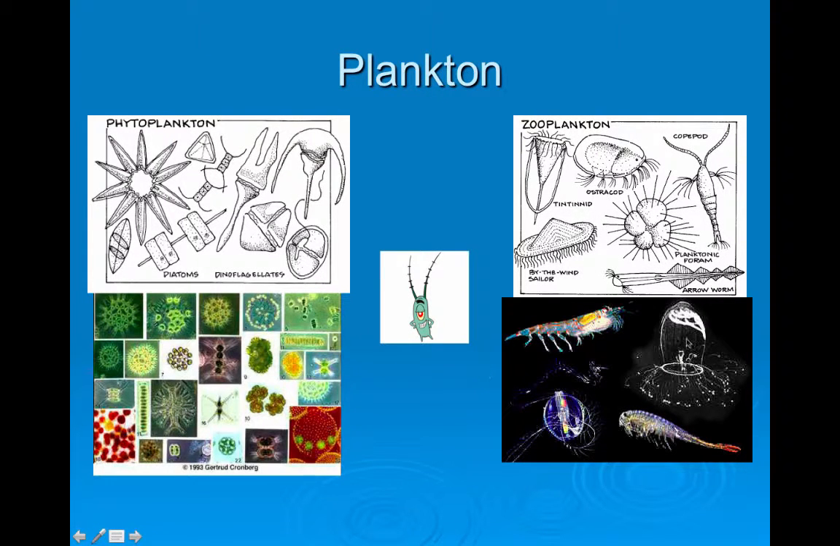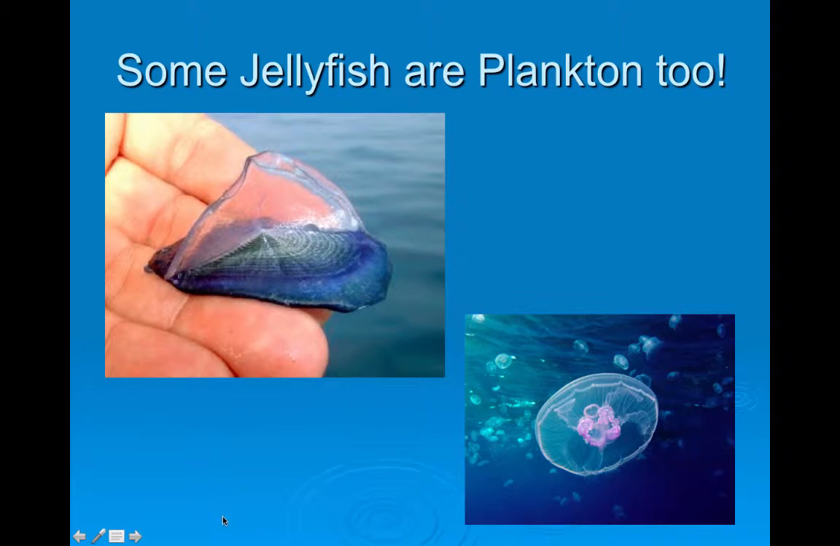All right, here are some examples of plankton. Here on the left, you have phytoplankton that perform photosynthesis. Here on the right, you have zooplankton that eat the phytoplankton and kind of start the food chain. And then here you have some jellyfish that are plankton because they don't swim so good. This one here on the left is called a by-the-wind sailor. The reason it has this peaked thing, it's thin, it's a sail, and so it catches the wind and it just blows it wherever the wind takes it.